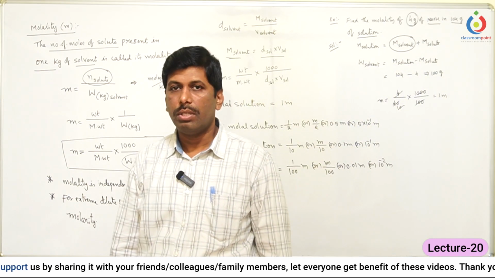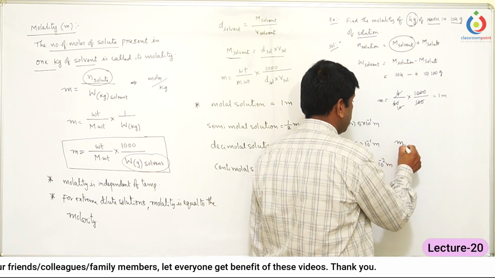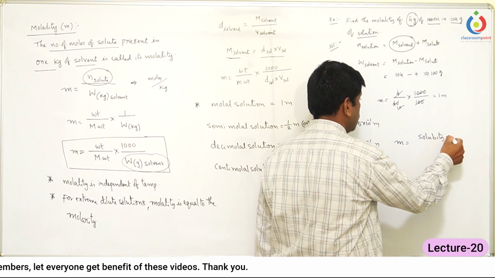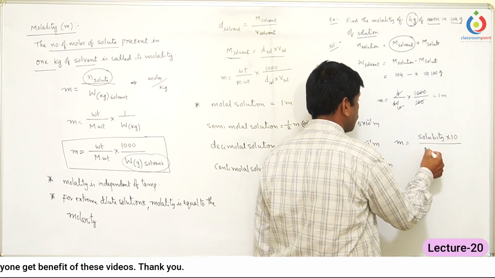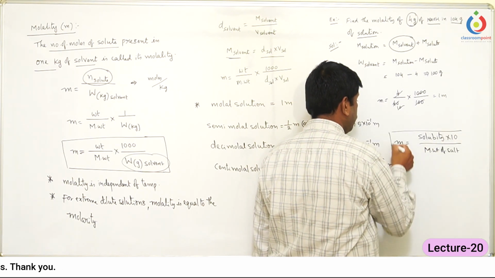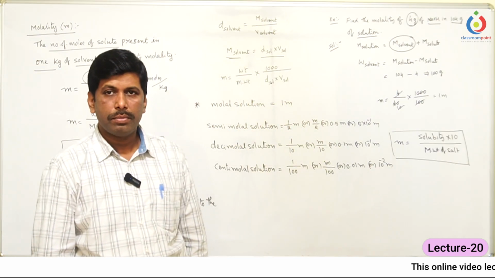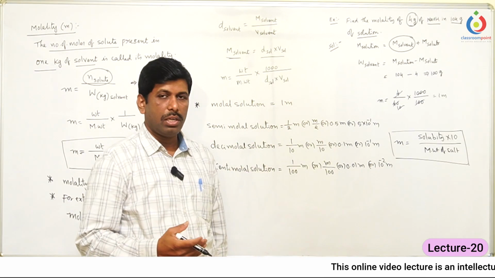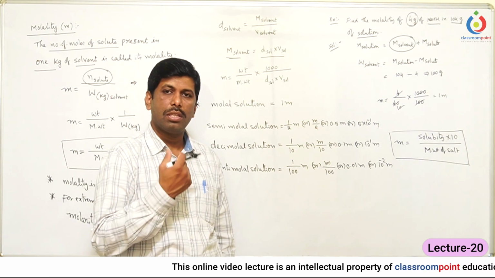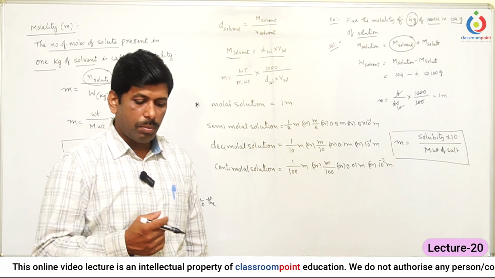So like this we can use the molality concept, and there is one more relation, that is molality is also equal to solubility of the particular salt into 10 divided by molecular weight of the salt. So if the solubility of the salt is given at a particular temperature, then solubility of the salt multiplied by 10 and divided by its molecular mass also gives the molality. So this is about the molality.